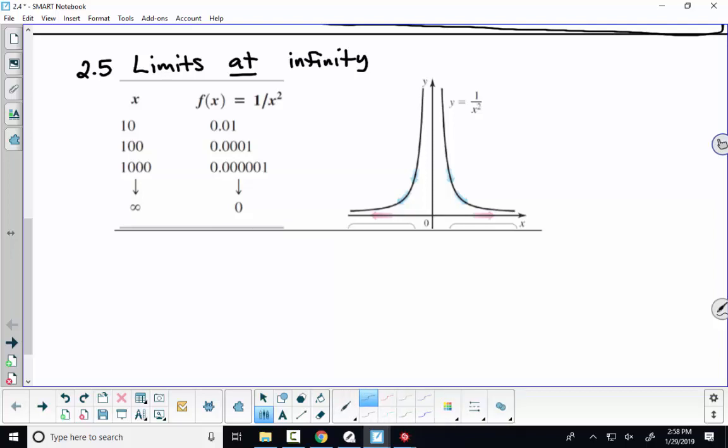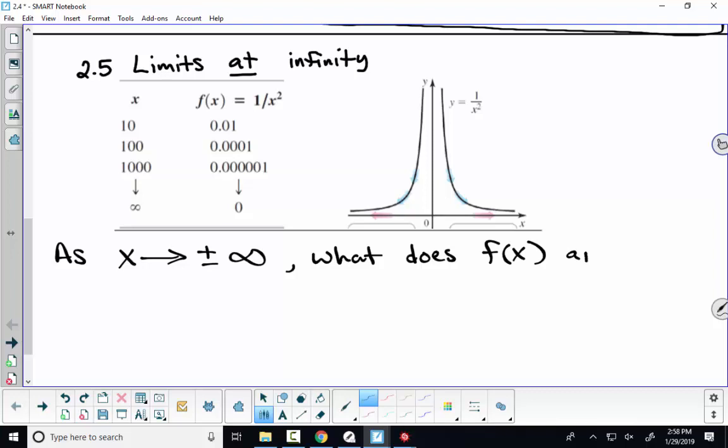So here in 2.5, we're saying as x approaches infinity, and it can be either infinity, as x approaches infinity, what does f of x do? That's really the nature of limits at infinity.